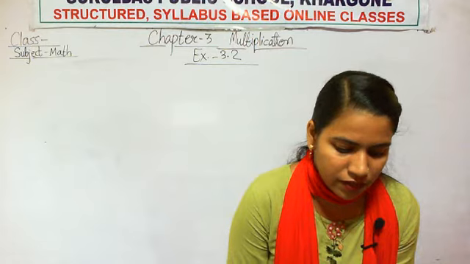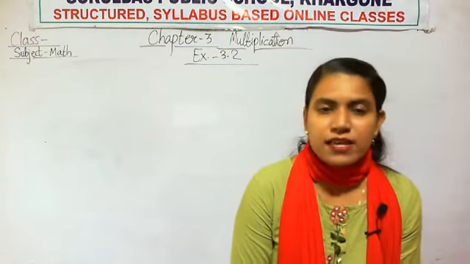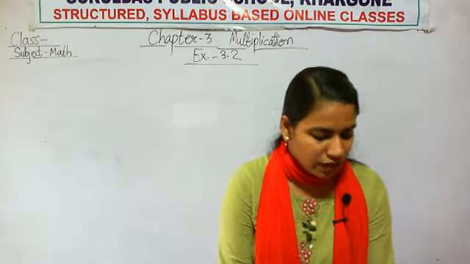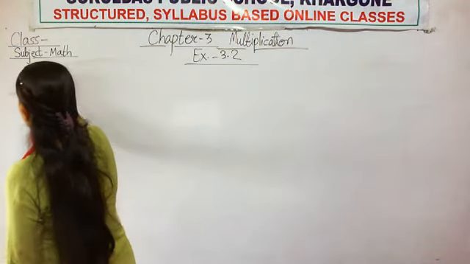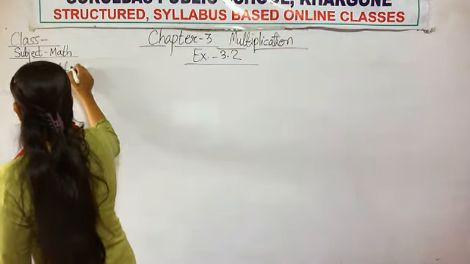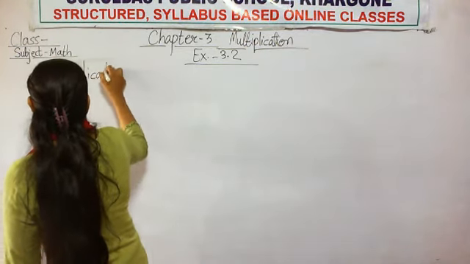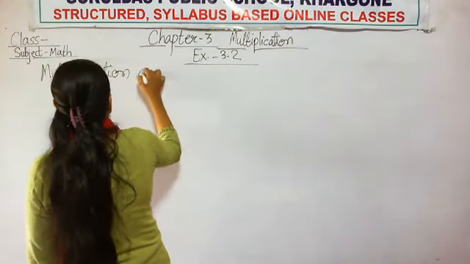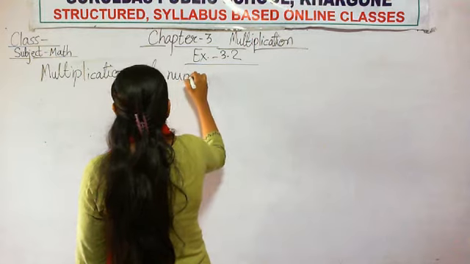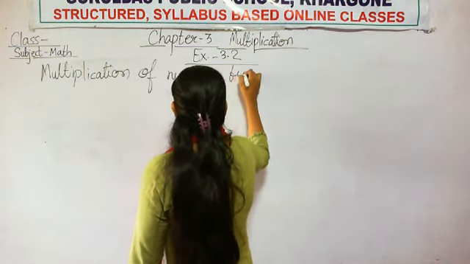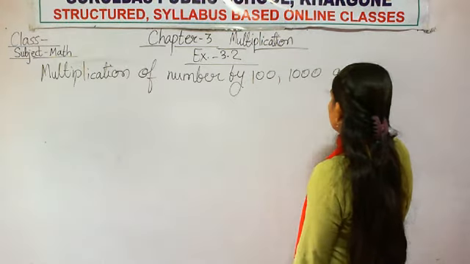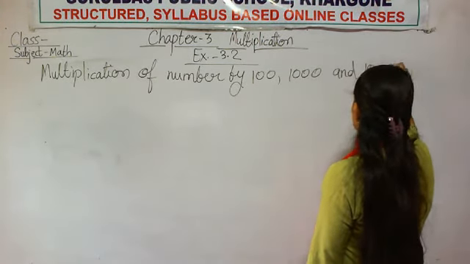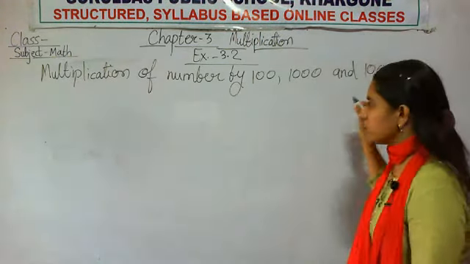So let us start our today's topic, which is exercise 3.1. Under that we have to learn the multiplication of a number by 100, 1000 and 10,000. So let us learn the rules for it first.